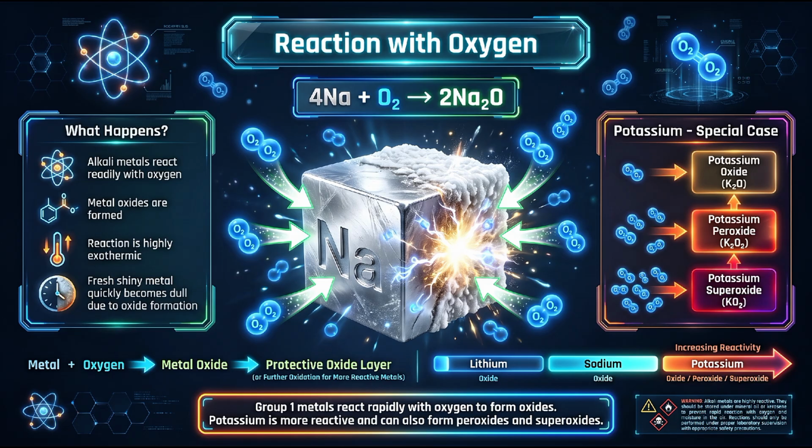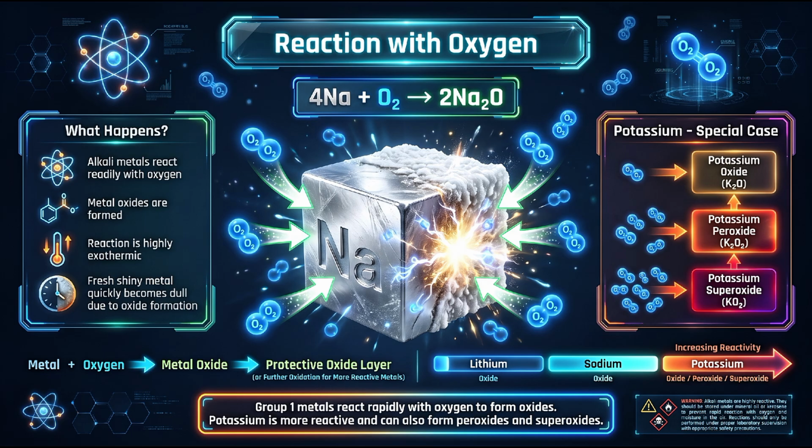Because alkali metals have only one loosely held valence electron, with the general electronic configuration ns¹, they lose this electron very easily. Oxygen atoms readily accept these electrons, causing a chemical reaction in which metal oxides are formed. This reaction is responsible for the rapid loss of the shiny metallic appearance of alkali metals when they are exposed to air. The image summarizes the general reaction as metal plus oxygen gives metal oxide.